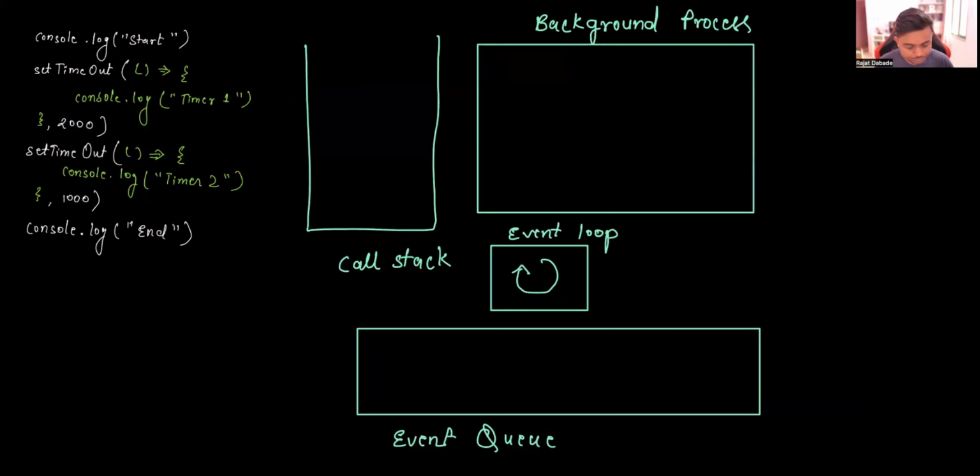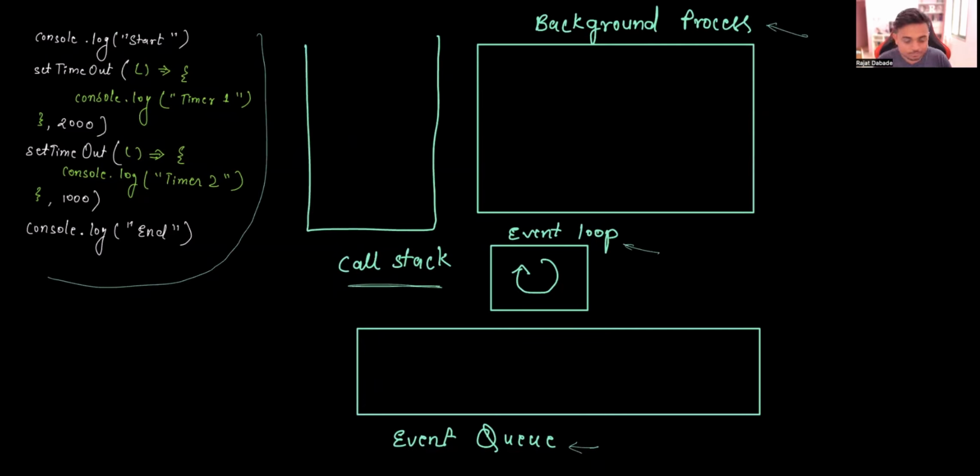Okay, so here I do have my code. My call stack is here, my background process is here, my event loop is there, and my event queue is there. If you don't know anything about these terms, what is call stack, what is background process, what is event loop, event queue, go check my last video. You will get to know everything in detail. Okay, so let's get started.